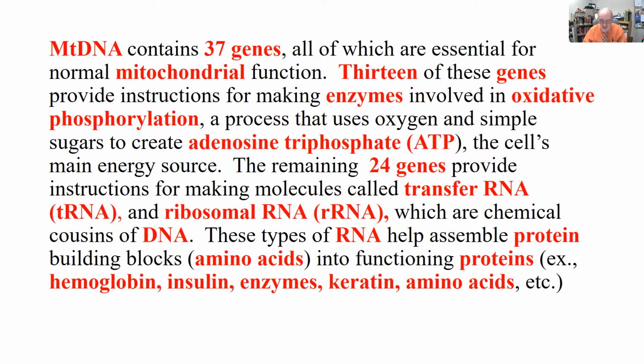The remaining 24 genes provide instructions for making molecules called transfer RNA, or tRNA, and ribosomal RNA, rRNA, which are chemical cousins of DNA. These types of RNA help assemble protein building blocks, such as amino acids, into functioning proteins. For example, some that you may have heard of: hemoglobin, insulin, enzymes, keratin, amino acids, and there are a few more.